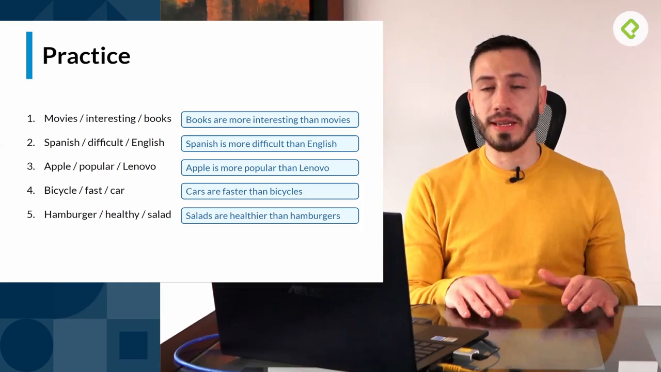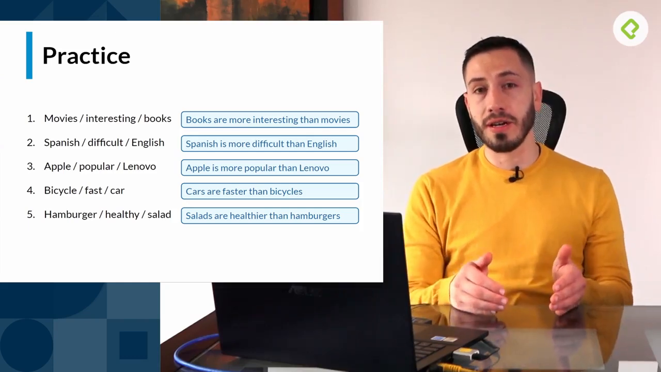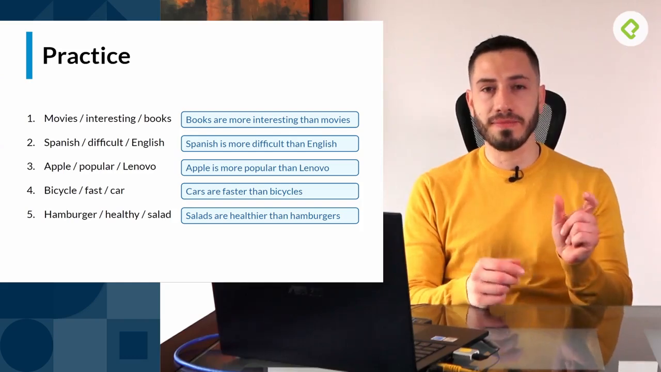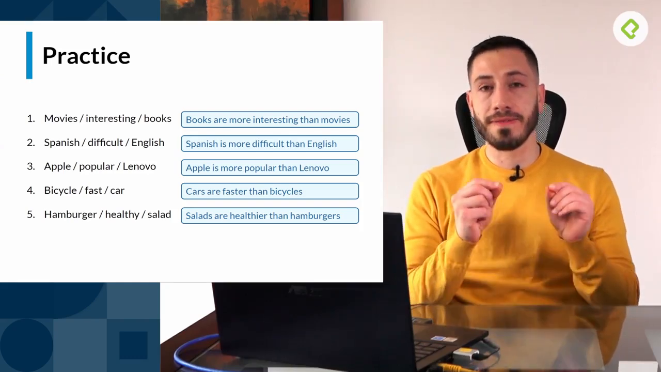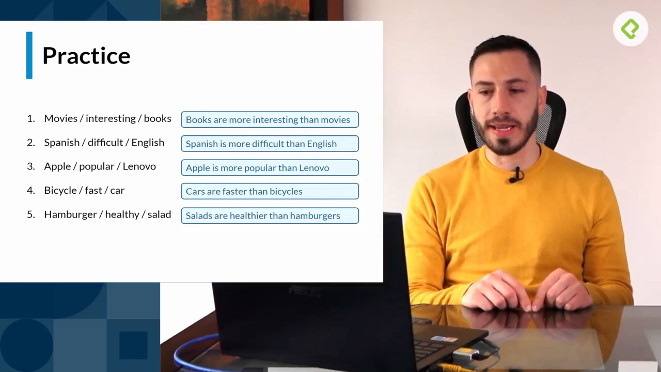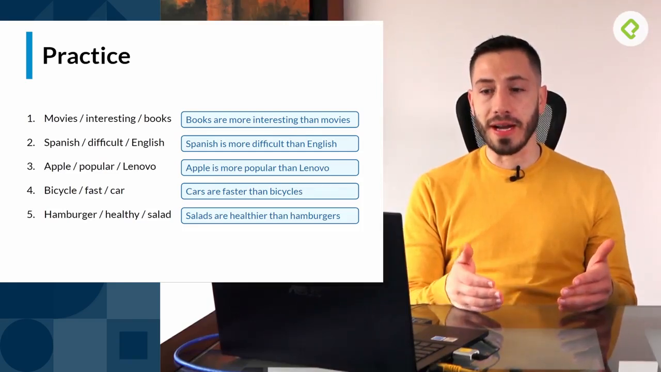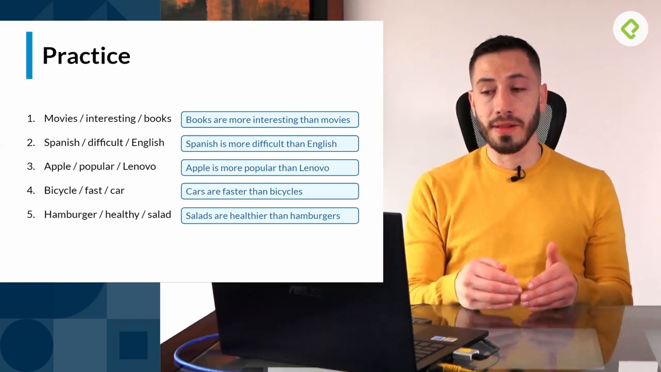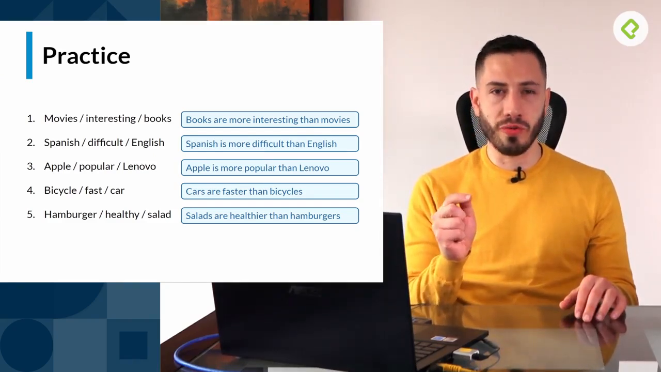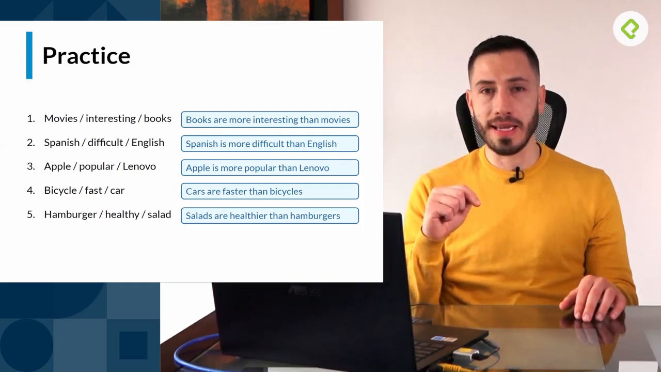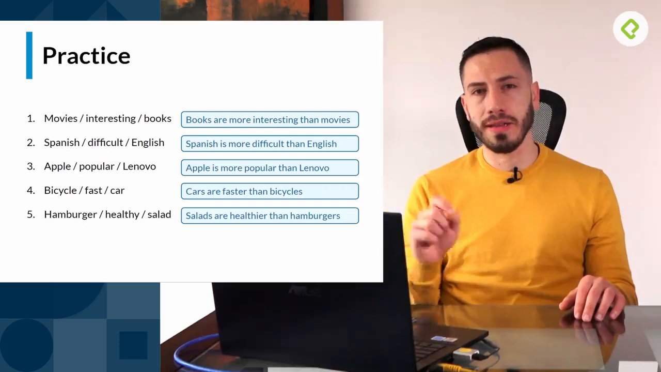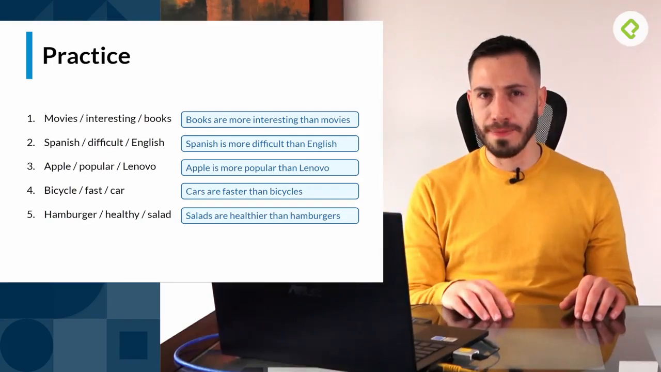Number 4, I think there's no dispute in this one. We could easily say cars are faster than bicycles. As you can see, the adjective fast is short, so we say faster than. We don't say more fast. That's not the case. And number 5, salads are healthier than hamburgers. And healthy is one of these words where you replace the Y at the end for an I, and then you add ER, healthier than. Do you get the idea?